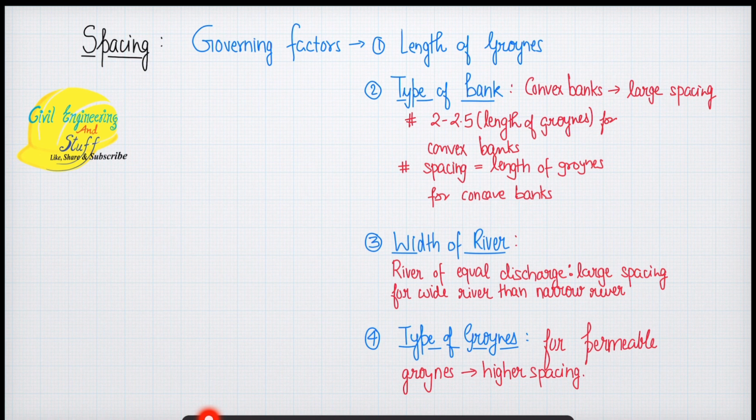Talking about the spacing between the groynes, the governing factor is first of all the length of the groyne, then the type of bank in which the groynes need to be constructed. So for the convex bank, we have large spacing, 2 to 2.5 times the length, and the spacing is equal to the length of the groyne for concave bank. Then the third factor is the width of river, and a river of equal discharge will require larger spacing for a wide river than a narrow river. Type of groyne: for permeable groynes we will require higher spacing. Permeable means the groynes that are constructed of simply soil. Okay, so in that case we require somewhat higher spacing.